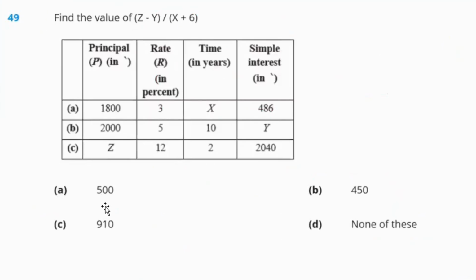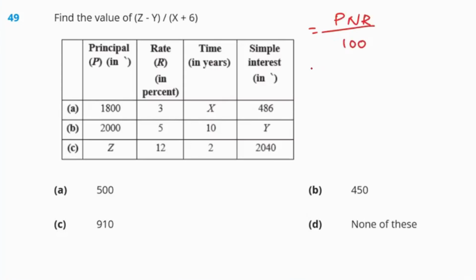Find the value of z minus y divided by x plus 6. Okay, so here we have to find out the value of z minus y by x plus 6. First, here we have the principal amount, rate of interest and time. Okay, PNR by 100 is the formula to find out the simple interest.